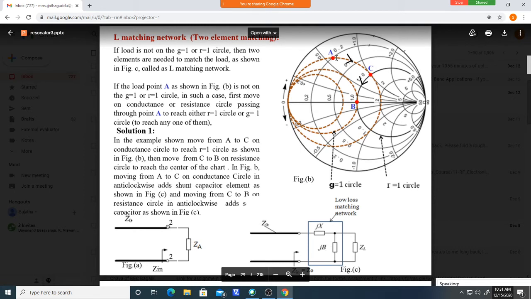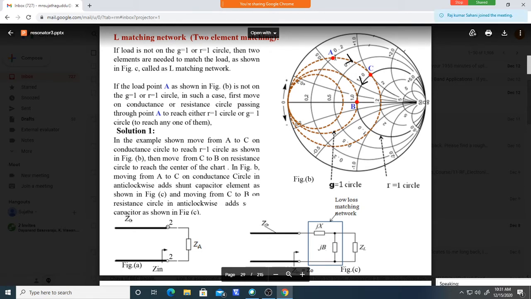From here I am moving like this over the conductance circle, and I reached here. Why am I reaching here? Because I want to come here over the resistance circle. See, if I start here and if I stop here, what happens? I want to reach this point. If I start here, can I reach this point?